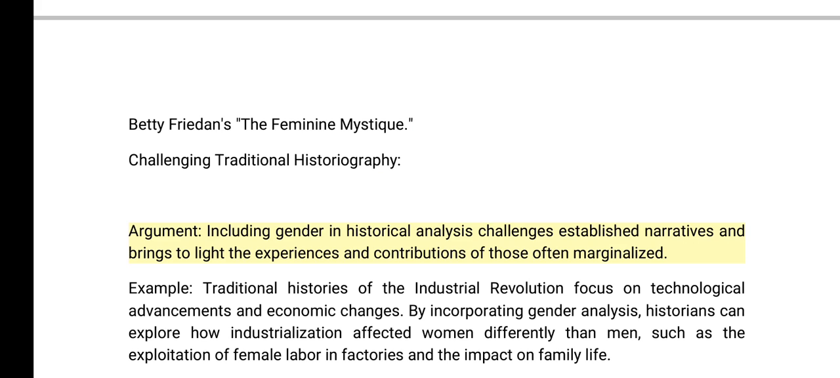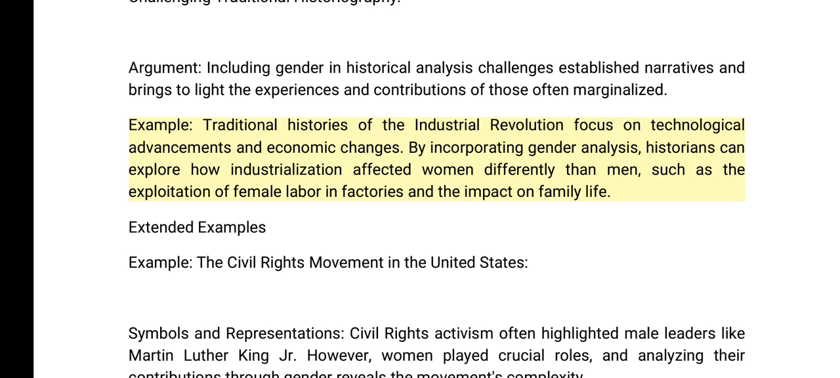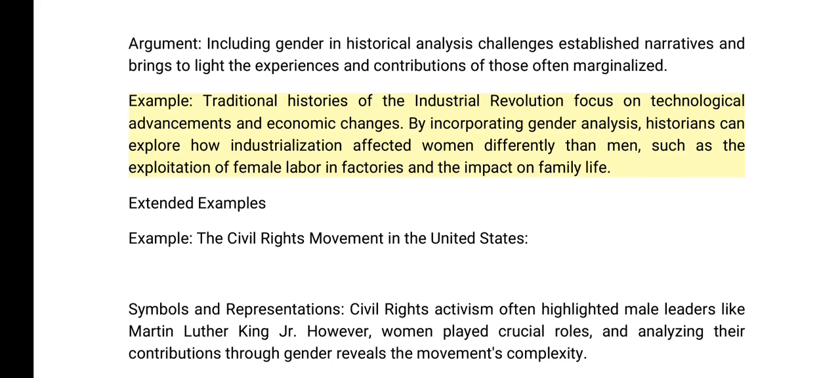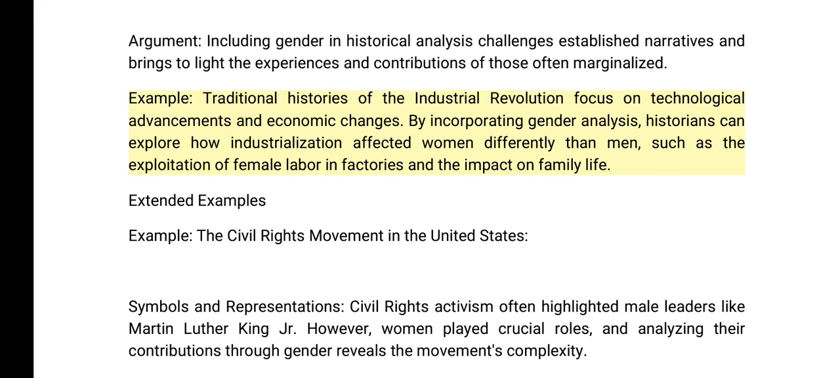Argument. Including gender in historical analysis challenges established narratives and brings to light the experiences and contributions of those often marginalized. Example. Traditional histories of the Industrial Revolution focus on technological advancements and economic changes. By incorporating gender analysis, historians can explore how industrialization affected women differently than men, such as the exploitation of female labor in factories and the impact on family life.